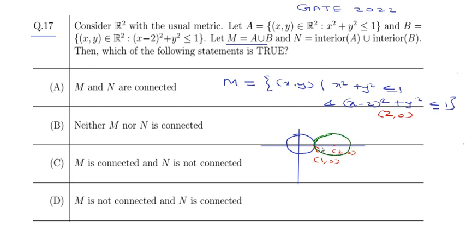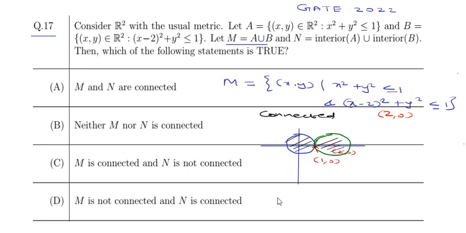So consider the circle. So therefore M is this one. If we take any 2 points, those 2 points can be any points in M, that is, in A and B. Those 2 points can be connected using a polygonal line. So therefore M is connected. So this one is connected.